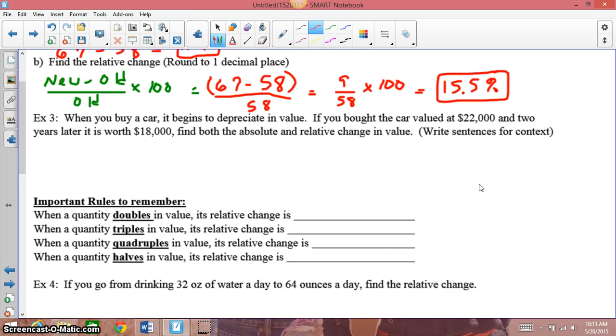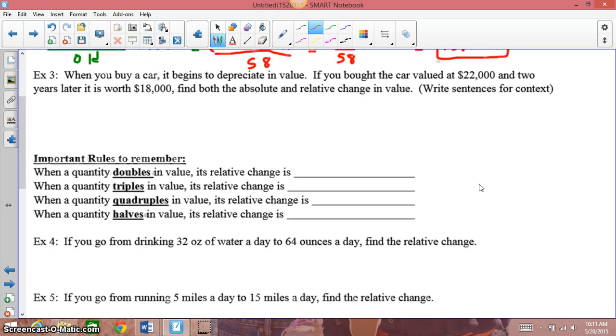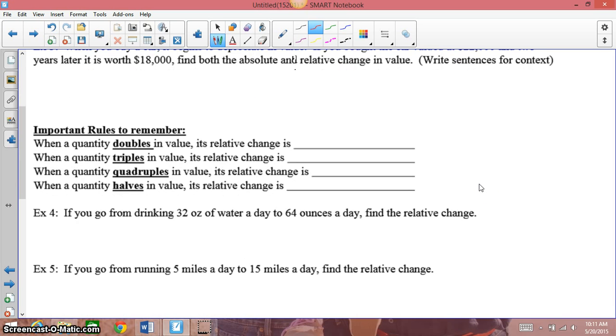Example 3, I'll let you try that. It's very similar. Important things to remember: when a quantity doubles in value, its relative percentage change is a 100% increase. When it triples in value, we're talking about a 200% increase. Quadrupling, 300%. You're probably starting to see the pattern here. And then if a quantity halves in value, the relative change is a negative 50%.